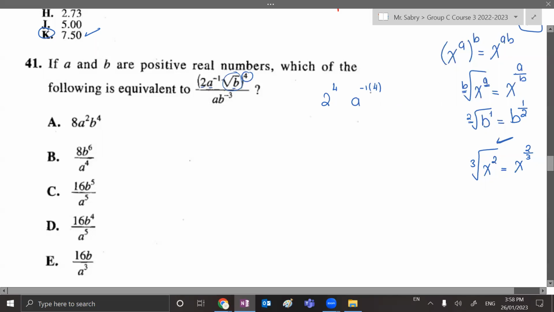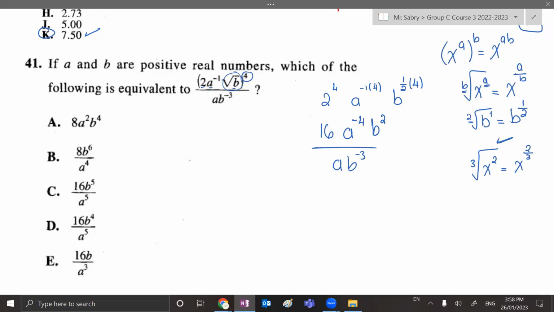So instead of the root b, as we said, we're going to put b to the power of half and then multiply it by the new power that came in. So now we have new terms: 2 to the power of 4, which is 16, and then a to the power of negative 1 times 4, which is a to the power of negative 4, and then b to the power of half times 4, which is b to the power of 2. This is my new numerator. Does this make sense or not? This step so far makes sense or not? This is a very important step, okay?